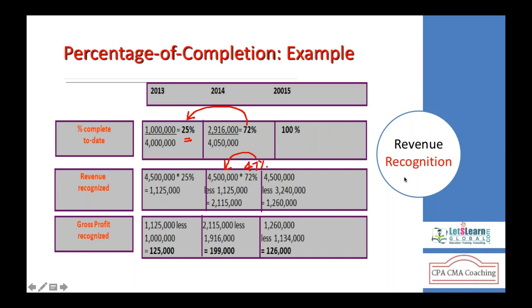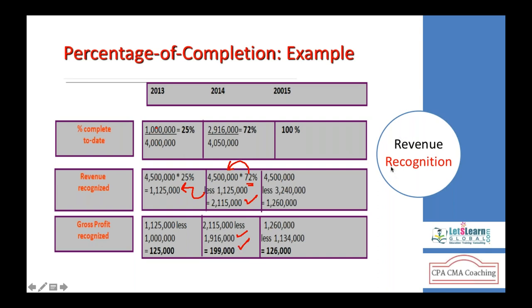Or what you can do is calculate the complete 72% of the total revenue minus the revenue recognized in the prior period, 1,125,000. So 4.5 million times 72% less revenue recognized in the last year, 1,125,000. Current year revenue is 2,115,000, minus current period cost. You remember this 2,916,000 includes 1 million incurred last year. So the current period cost is only 1,916,000. So the gross profit is 199,000: current period revenues minus current period costs.